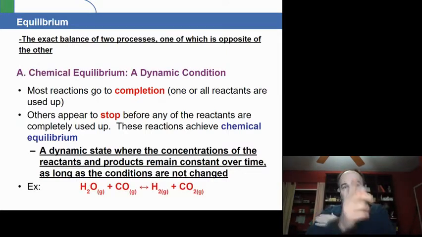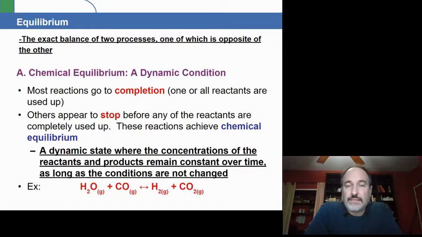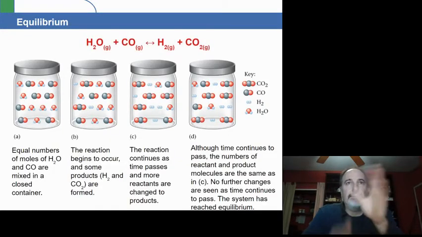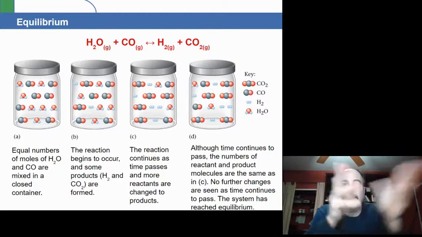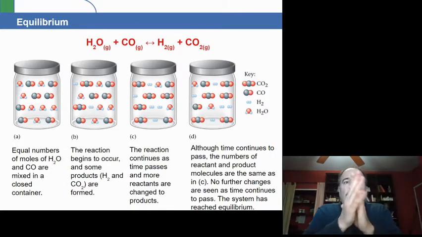I'll give you an example. You have water that can react with carbon monoxide to produce hydrogen gas and carbon dioxide. But when this reaction occurs, it appears to stop part of the way through. And just to give you an example, let's say you start off with equal numbers of moles of water and carbon monoxide. That's what's going on over here.